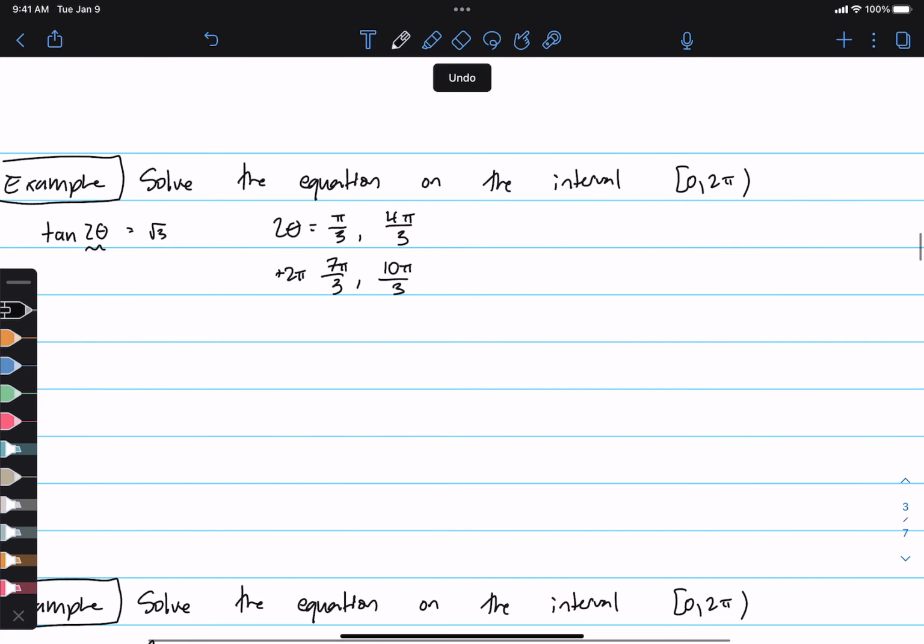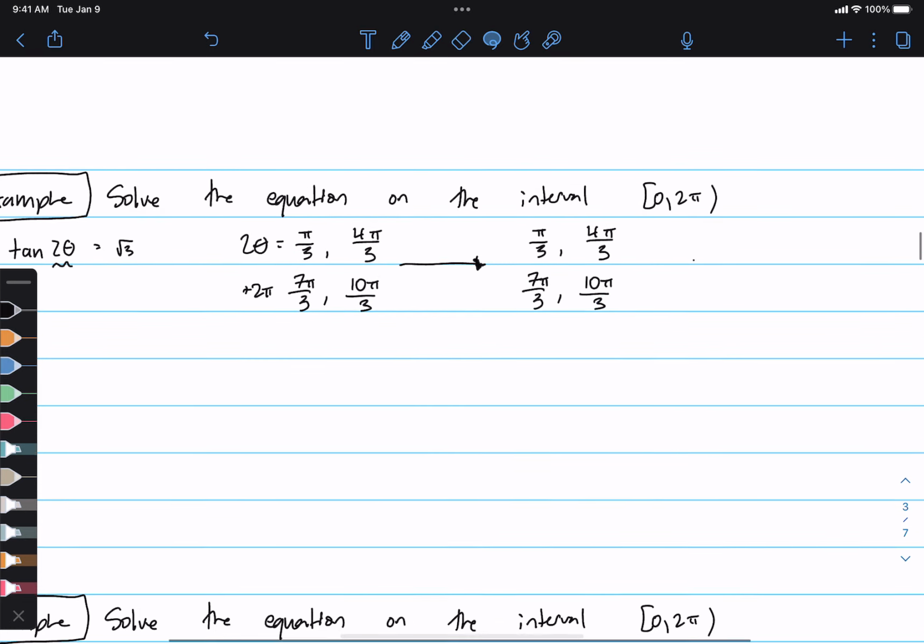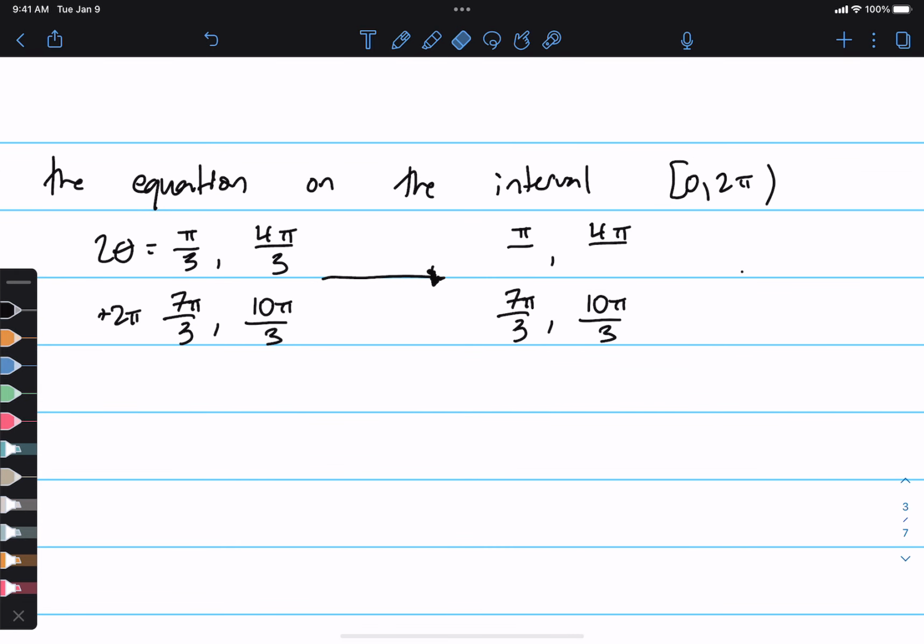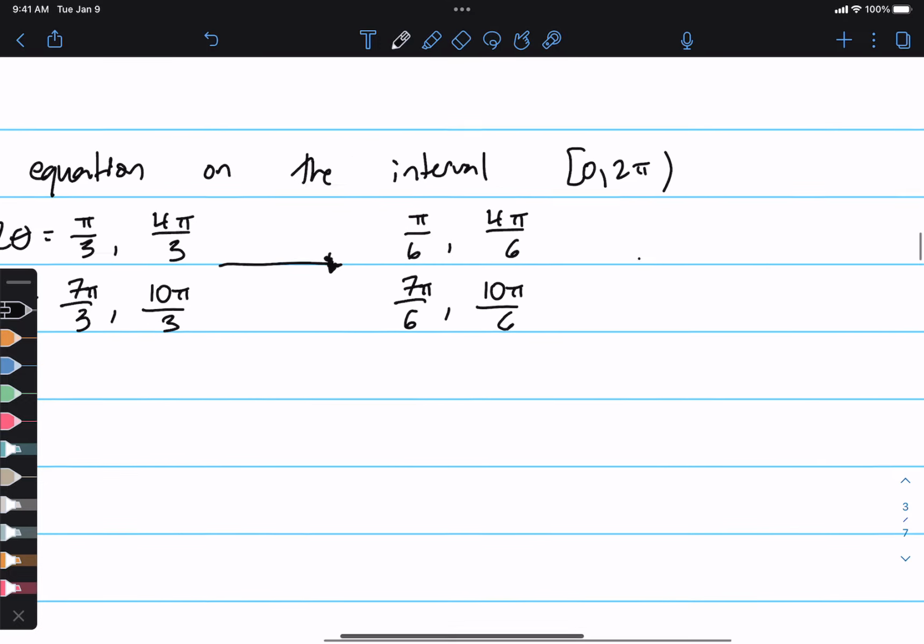Oh, but this is 2 theta, right? We want to solve for theta, so we're just going to divide all those values by 2, right? So we're going to get pi over 6, 4 pi over 6, 7 pi over 6, and 10 pi over 6. And you can simplify these if you want.